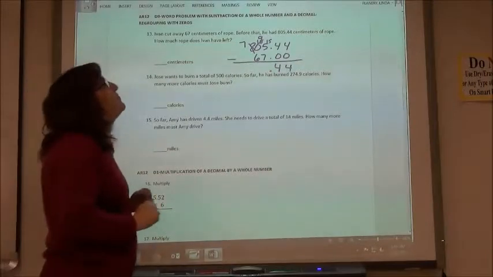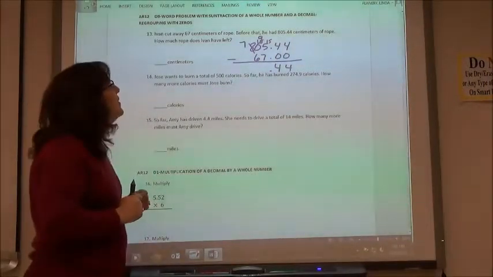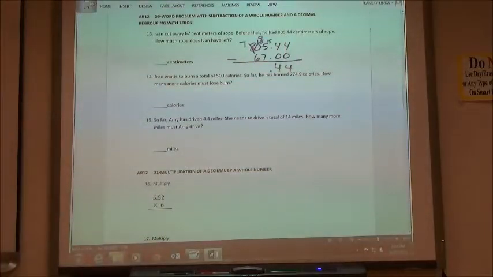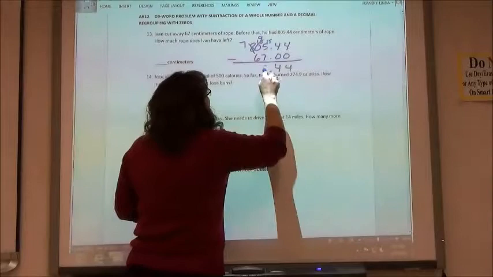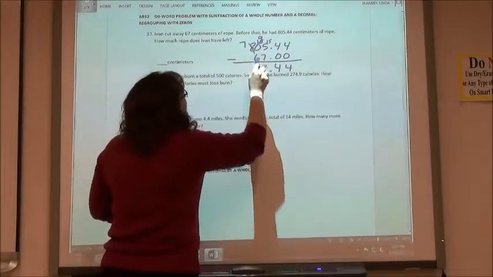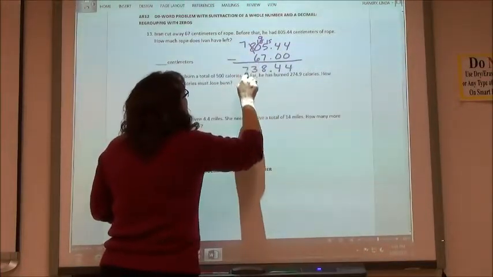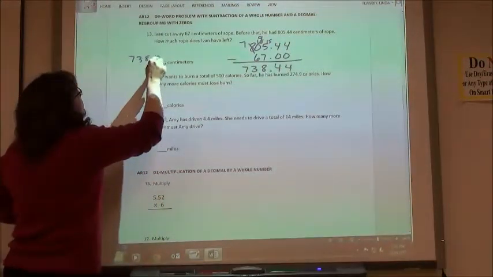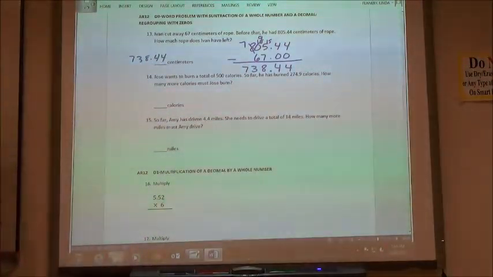So can you just borrow from the 80 and do a 79? Exactly. Ends up being the same thing, right? Yeah. So 15 minus 7, she said, was 8. 9 minus 6 we know is 3, and then I have 7. So 738.44 centimeters.